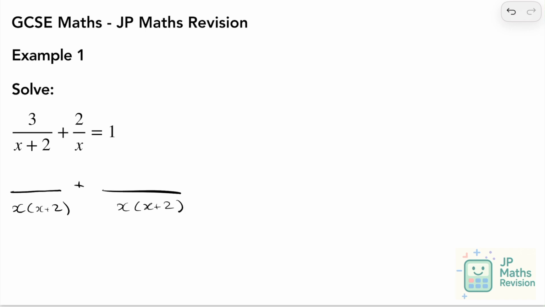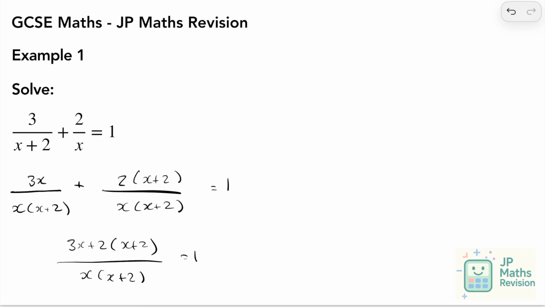So the first fraction, to get from x plus 2 to x bracket x plus 2, I've multiplied the top and the bottom by x. So the first fraction is going to be 3x over x bracket x plus 2. The second fraction, 2 over x, to make it over x bracket x plus 2, I need to times it by x plus 2. So this one's going to be 2 bracket x plus 2. So now I'm going to add the numerators, so I have 3x plus 2 bracket x plus 2 over x bracket x plus 2 equals 1.